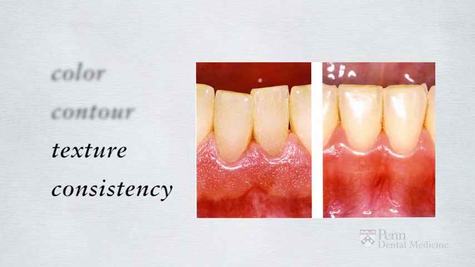The texture is the surface characteristics. Healthy gums generally have a stippled appearance, similar to a peel of an orange, and consistency refers to the resiliency. Healthy gums are usually very resilient, as opposed to gums which are inflamed, which are rather edematous.